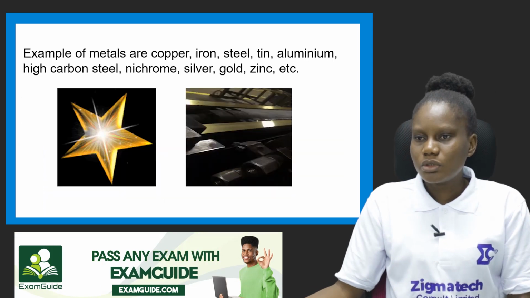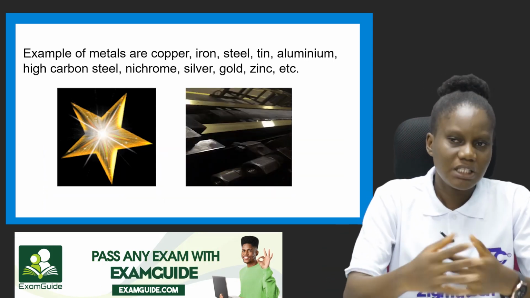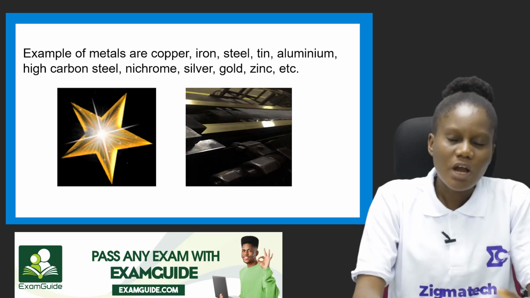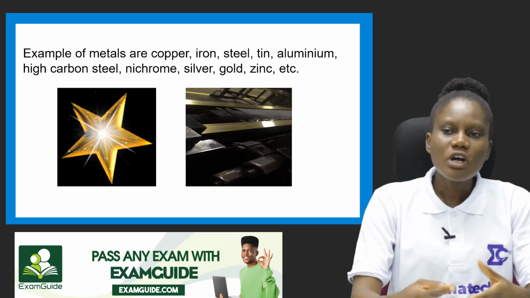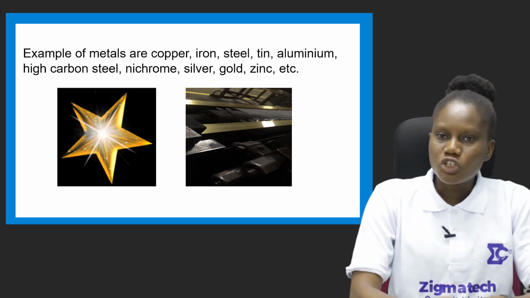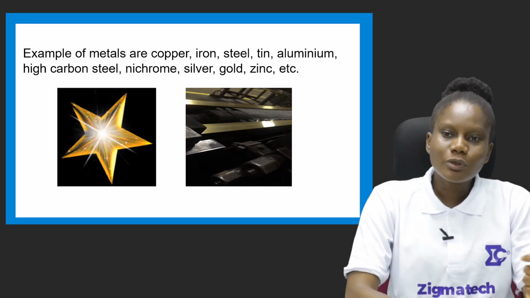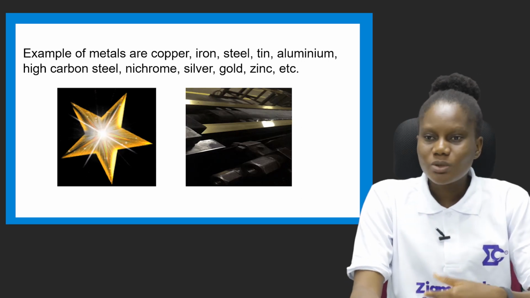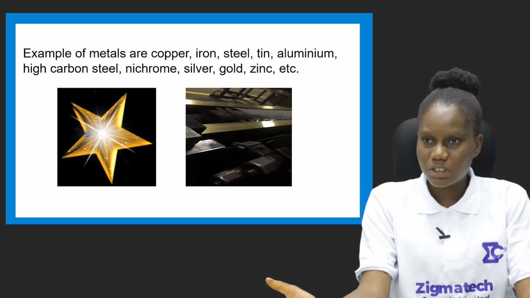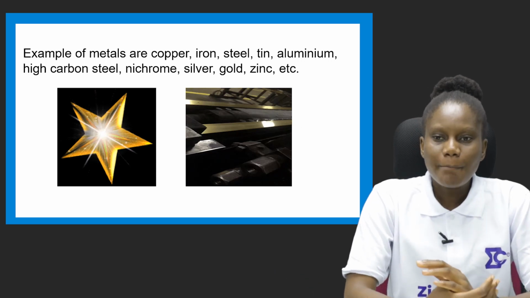So very quickly, we're going to look at the next one, examples of metals. When I see metal, how will I identify examples of metals? We have your copper, you have your iron, you have your steel, your tin, your aluminium, your high carbon steel, your nichrome, your silver, gold, zinc, and a lot of other ones. So these are the examples of metals.